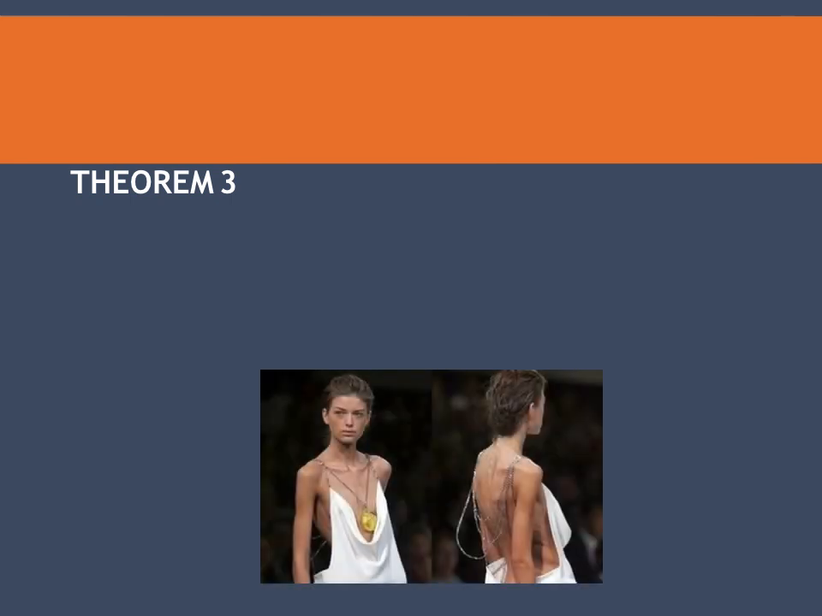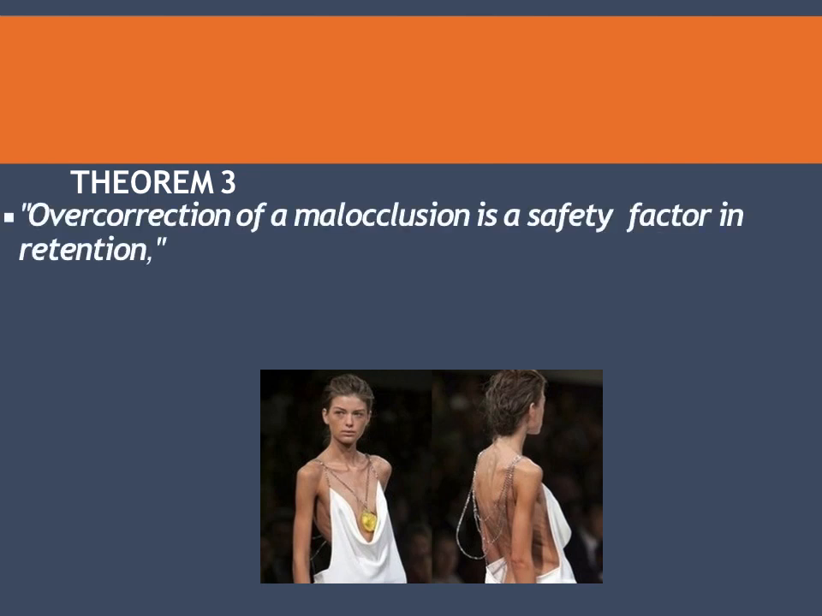So we move on to theorem 3. So yes, I know most of you cannot believe that this is the same lady, and I'm sorry I could not get the picture of the same lady, but the idea I'm trying to emphasize is, since we know according to theorem 1 that relapse is going to happen and the lady is going to gain weight, it is a good idea that she overdoes it. So she literally starves and becomes the way she looks currently at this stage. So the idea is, since you know relapse is going to take place, you should always go ahead with overcorrection. So your theorem 3 says overcorrection of a malocclusion is a safety factor in retention.